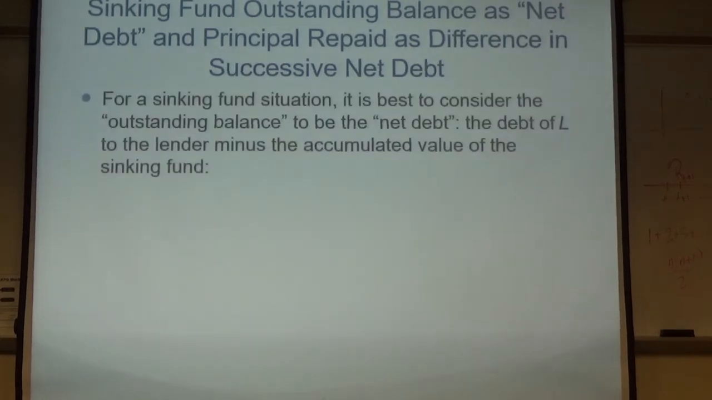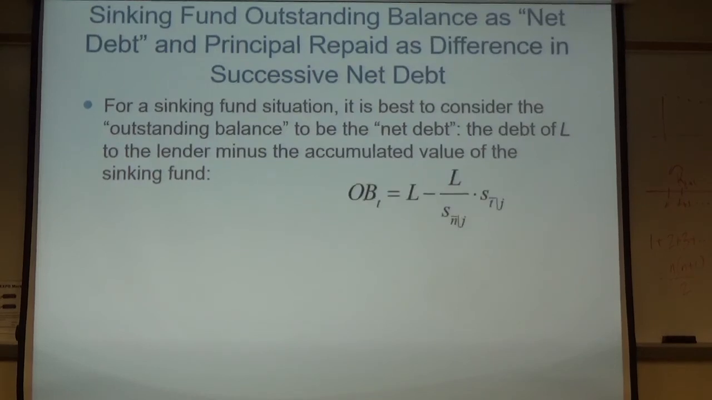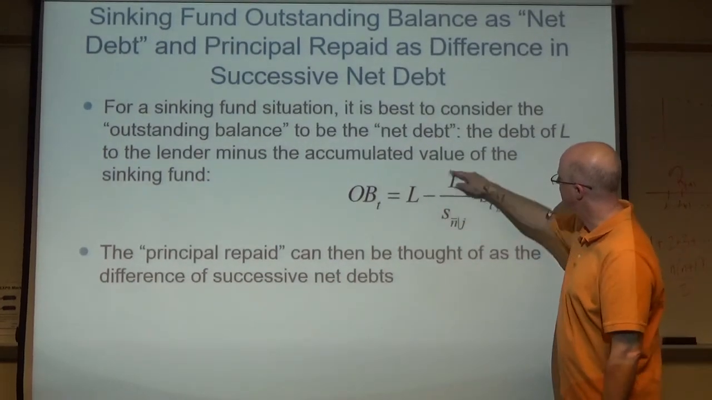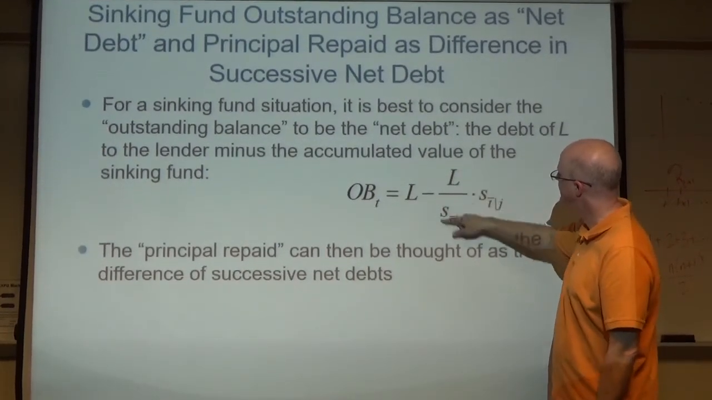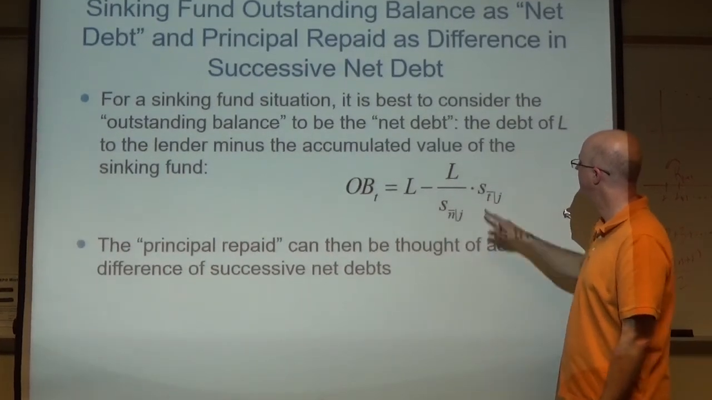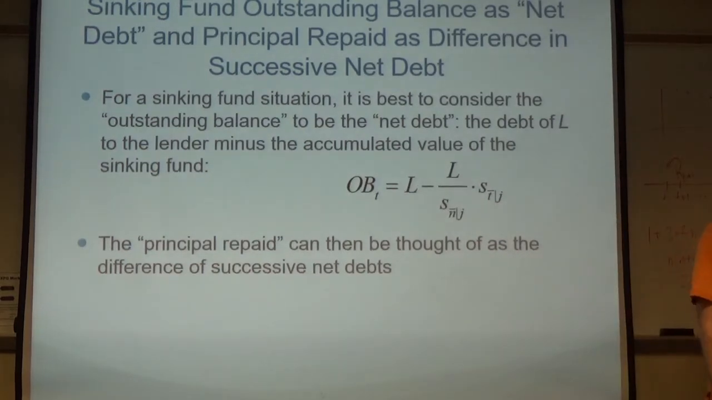It turns out in the sinking fund situation, it's best to consider the outstanding balance to be your net debt: the debt of L to the lender, which you are going to owe for all the periods, minus the accumulated value of the sinking fund. So you could write it like this. That's your loan amount. This is your individual deposits into your sinking fund. We're going up to time T here, so I have to multiply that by the future value of payments of 1 up through time T.